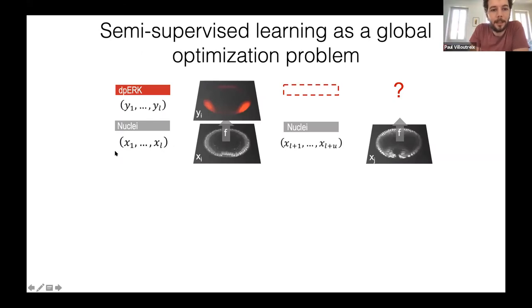More mathematically, you can write that each of the images here lies in a space, and each of them will be called X from 1 to L for the labeled images, and from L plus 1 to L plus U for the unlabeled images. Similarly, you have images that are in the space of gene expression, and you call them Y1 to YL. Here you don't really know them, but you try to predict YL plus 1 to YL plus U.